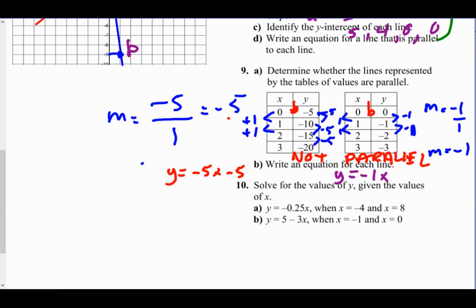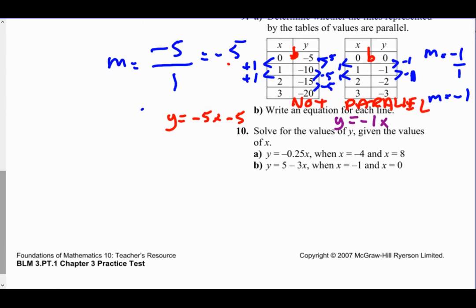Okay, hopefully this is easy for you. I mean, we learned it over 2 weeks ago now. So, all right, solve the values of y given the values of x. So we are going to substitute those in there. So let's do 10a over here. We have to do it twice.